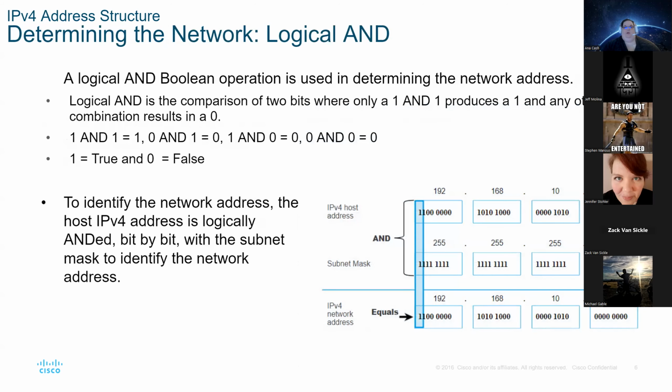Okay, logical AND and Boolean operation. I do not enjoy doing this one, but if you have to, this is just an explanation of logical AND and Boolean operation when used to determine a network address. So logic AND is the comparison of 2 bits where only a 1 and 1 produces a 1, and any other combination results in a 0. So that's binary. So 1 and 0 are basically the only options. So 1 is true and 0 equals false. It's just down to the super basics as far as computer language goes.